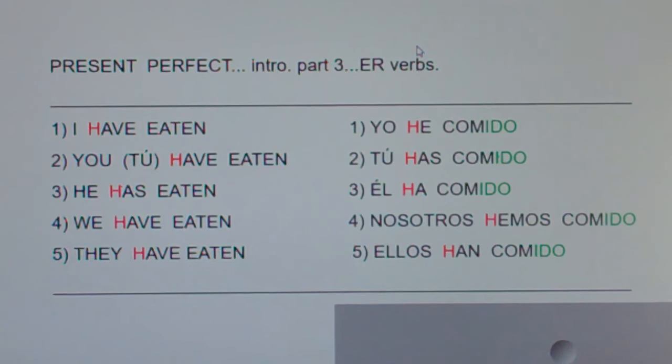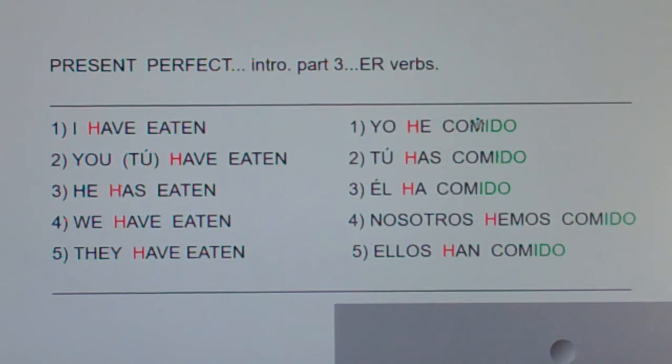Now this is a pattern. For AR verbs, you chopped off the AR and added ADO, ADO, ADO for all 5 forms. For IR verbs, you chopped off the IR and added IDO, IDO, IDO for all 5 forms. And I talked about we keep our letter. AR turned into ADO, IR turned into IDO. So in a perfect world, ER would turn into EDO, but it's not. It's IDO for both. Remember, guys, basically ER and IR verbs are the same.